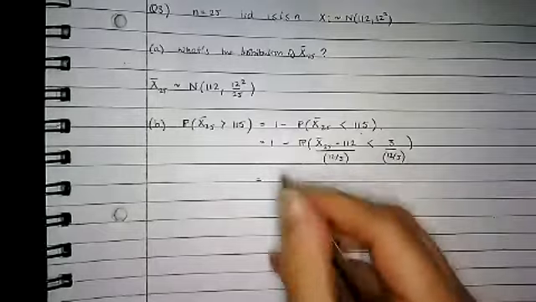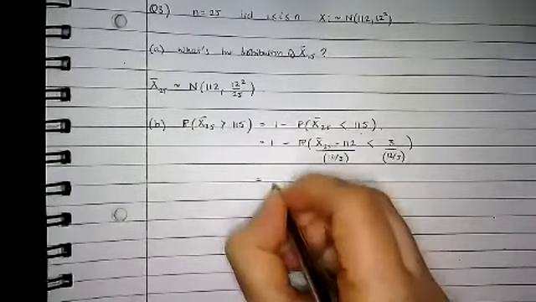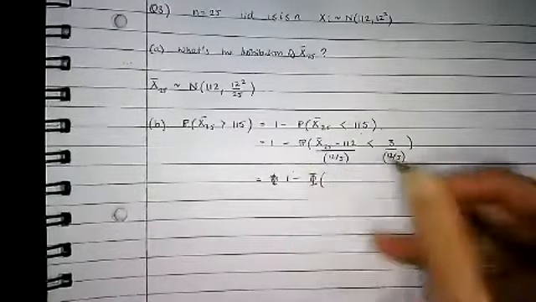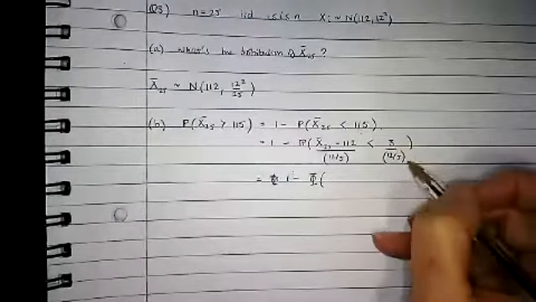And for this one, I'm going to end up with 1 minus the CDF for the normal distribution, and I'm going to have to evaluate at this, so 15 divided by 12.